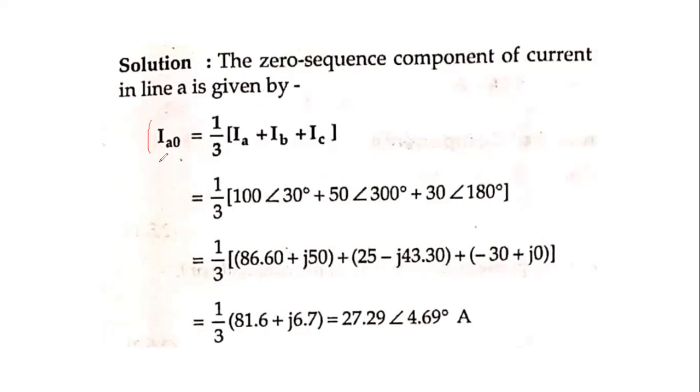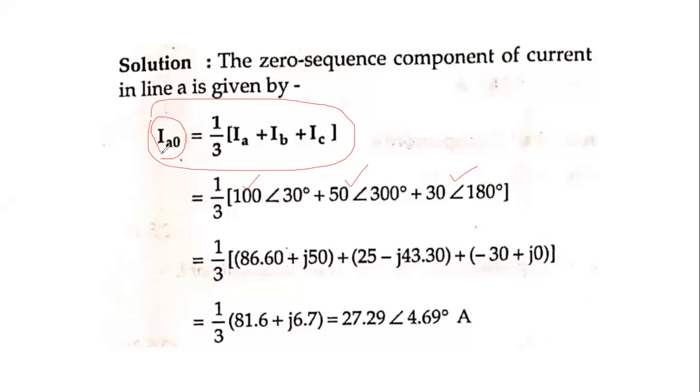What is the formula for IA naught? IA naught is equal to 1 by 3 into IA plus IB plus IC. In the question we have the IA, IB and IC values. IA is equal to 100 at an angle of 30 degrees, IB is equal to 50 at an angle of 300 degrees, and IC is equal to 30 at an angle of 180 degrees. Then we substitute all the currents and phases, and we easily calculate the IA naught value.